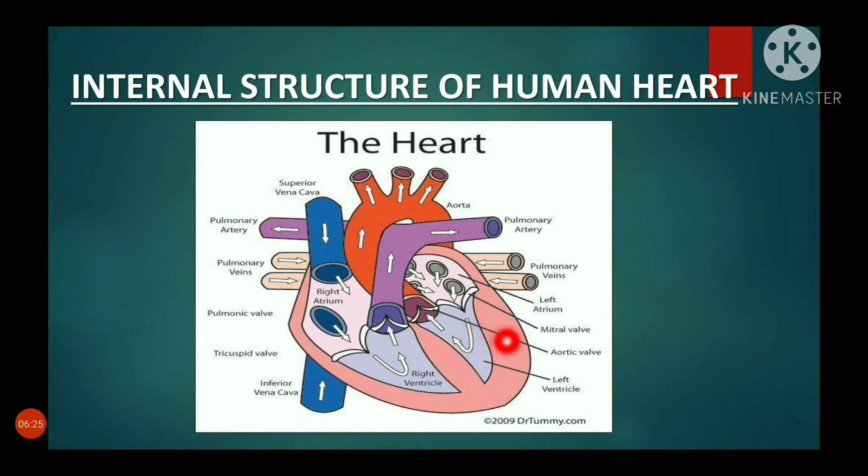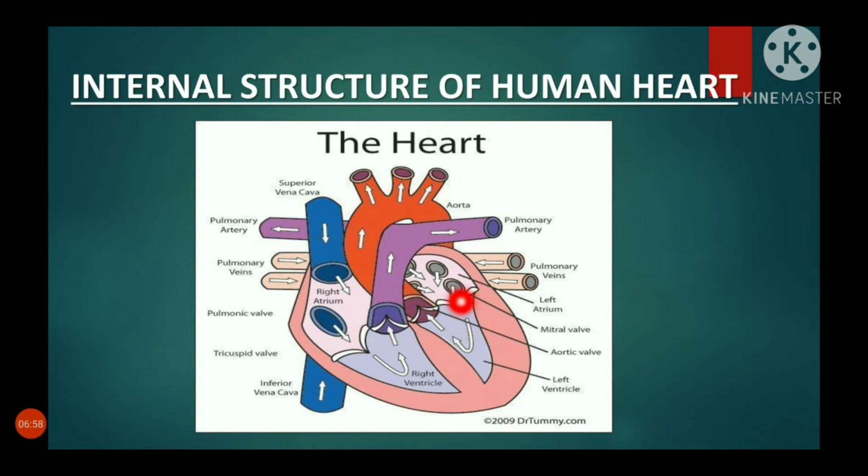The left ventricle gives rise to the aorta, the red color. The oxygenated blood is supplied. You can see the arrows, it is going outside. It is supplied by the aorta to various organs of the body. The coronary arteries supply blood to the heart.